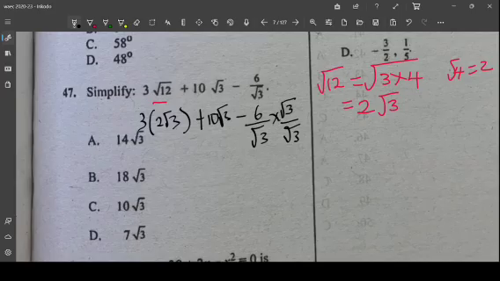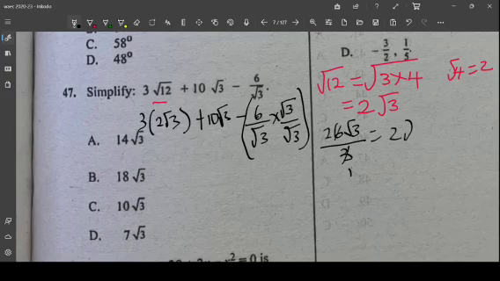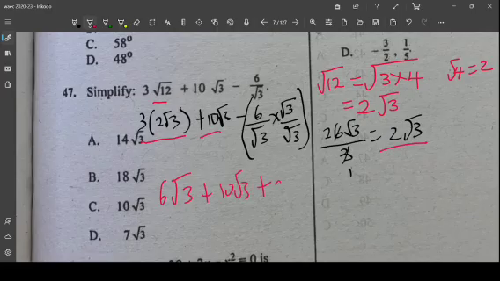So let's take care of this first in brackets. What is 6 times root 3? That's 6 root 3 over what is root 3 times root 3? That's 3. Of which 3 can cancel 6 to get 2, which is 2 root 3. So if I write my general equation again, I'm going to have 3 times 2 root 3 is 6 root 3, plus my 10 root 3, and minus the value I've simplified, 2 root 3. It's minus, not plus.